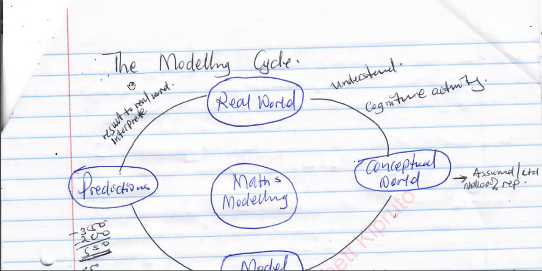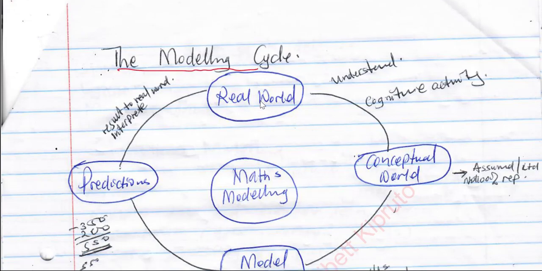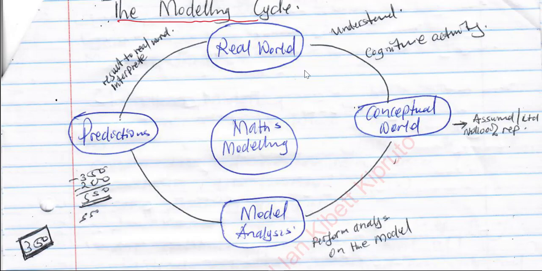Then when you talk of the modeling cycle, you have to know that there are steps to follow when you want to model. The first step is you have to understand the real world. Understand the real world. That is a cognitive activity. Understand the real world first. Then you have to conceptualize, to come up with a representation. You assume how that scenario will look when you put it in a conceptual world.